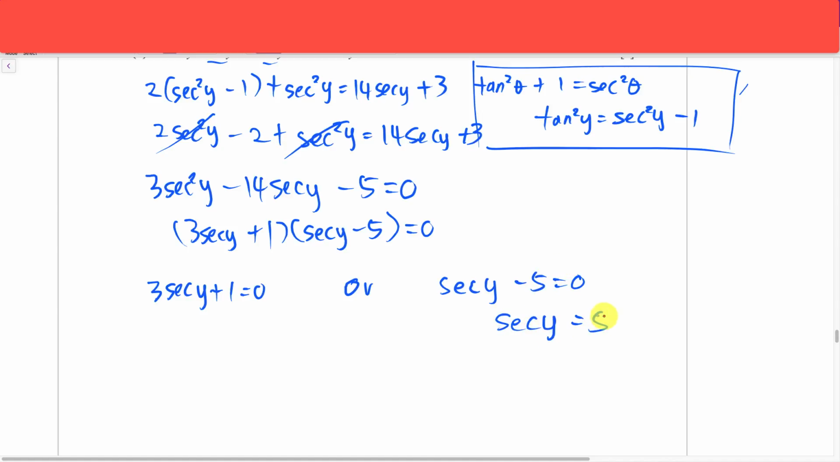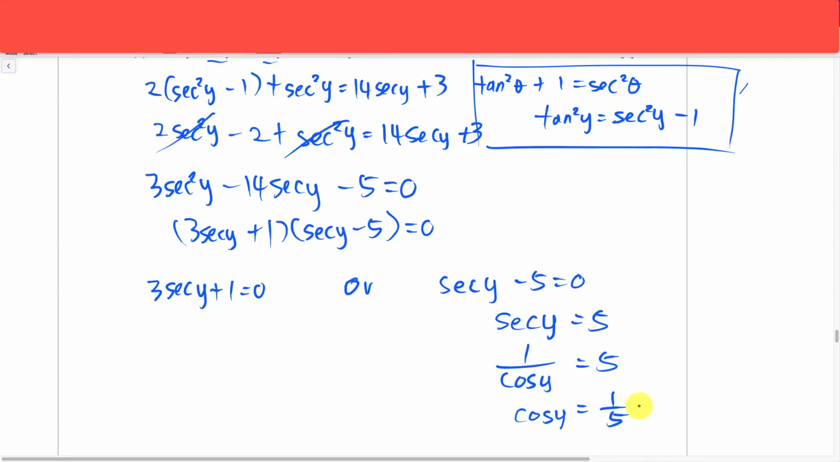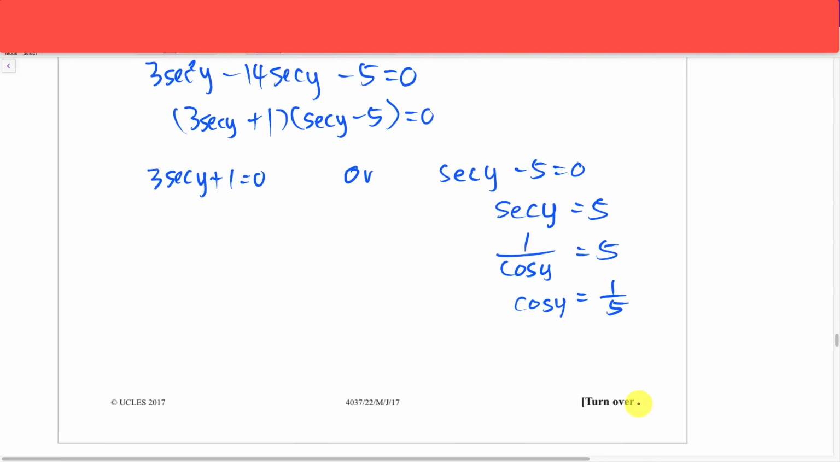Secant y equals to 5. 1 over cos y equals to 5. You should know secant is basically 1 over cos, alright? So cos y will equal to 1 over 5. Alright, then you need to use the calculator to find out what is y. Cos will get positive in first and last quadrant. Alright, so the answer from 0 to 360.